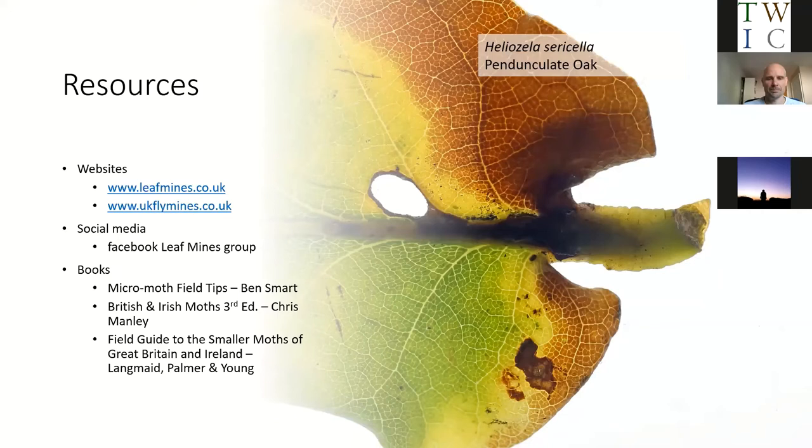I've also flagged up UK Fly Mines, which features all of the moth leaf miners, as well as all the flies, sawflies and beetles as well. Again, there is a key, and it's searchable by food plant. It's not quite as user friendly if you're specifically looking at moths only, but what's useful is, if you have identified your food plant, you have your leaf mine on it, you think that it's a moth but you can't find it on the leaf mines website, it's worth then reviewing UK Fly Mines, because perhaps it wasn't actually a moth leaf mine after all, and you may be able to get to a species level identification of either the fly or the sawfly or the beetle.